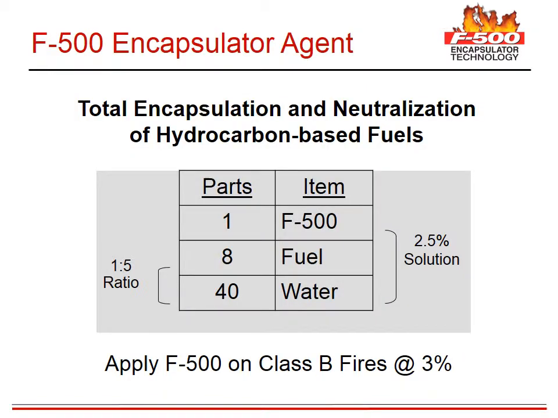To neutralize hydrocarbon fuels, you need a 2.5% solution of F500 in water. This will render a hydrocarbon fuel non-flammable and harmless. This works out to a ratio of 1 part F500 and 40 parts water to 8 parts of fuel. So for example, you want to neutralize a gasoline spill from a car on the highway. With a 20-gallon gas tank, you would need 2.5 gallons of F500 and 100 gallons of water. This is not to be confused with actually fighting a Class B fire. Here you would want a 3% solution of F500 in water and 1% F500 for a Class A fire.